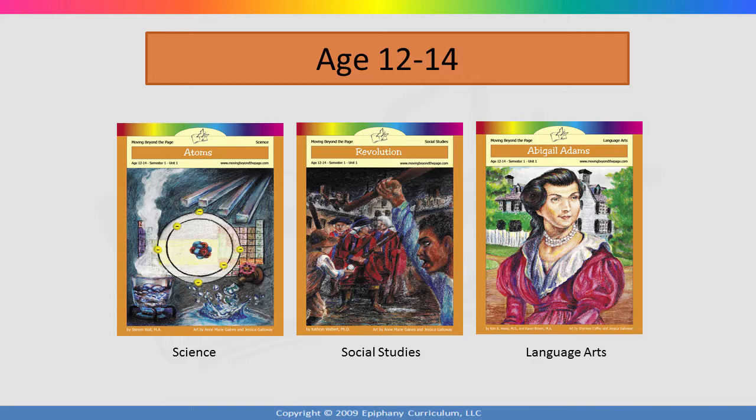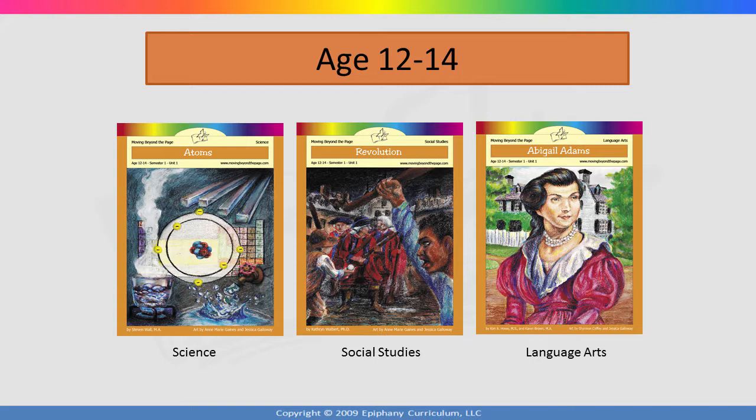Moving Beyond the Page is the only curriculum available anywhere that lines up the science and social studies topics with language arts from the beginning of elementary through the end of middle school. This will help your child to see more connections in the world around him instead of seeing subjects in isolation. You can refer to the age 12 to 14 at a glance page mentioned earlier for a complete list of how the units in this level line up together.